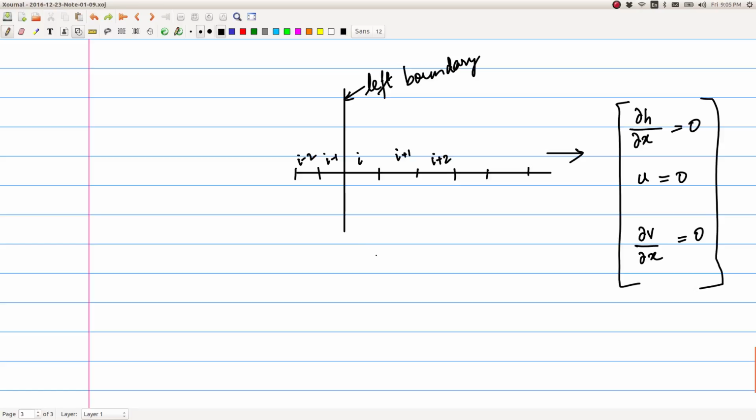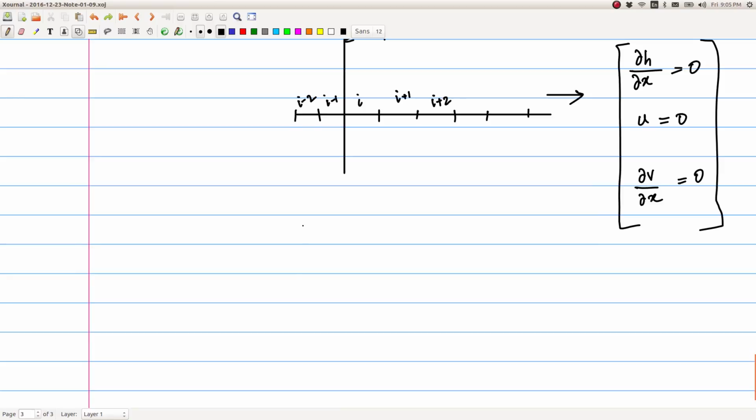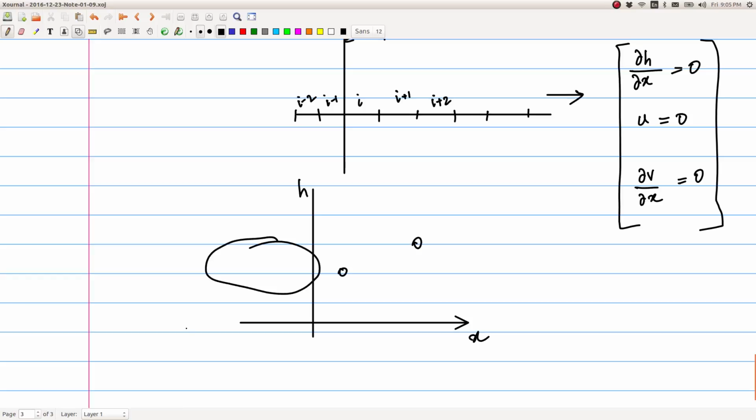Okay, so how do we apply these boundary conditions? To understand that, let us draw some plots. Let us consider h versus x. Let us say that we know the centroidal values for h inside the domain, and we need to set up the ghost cell values.